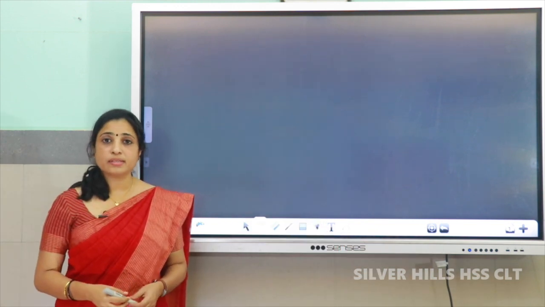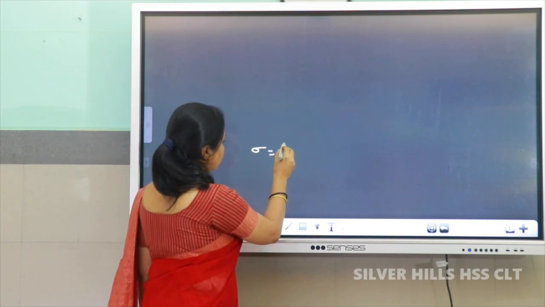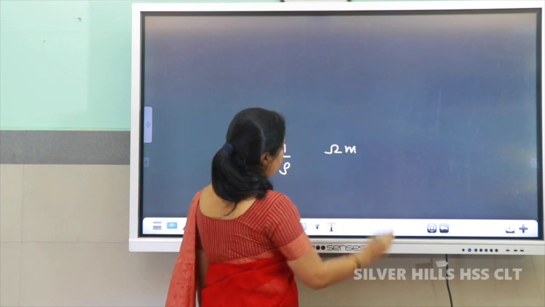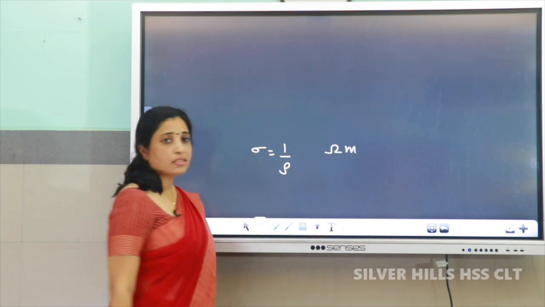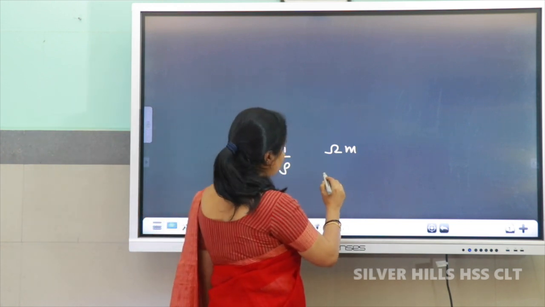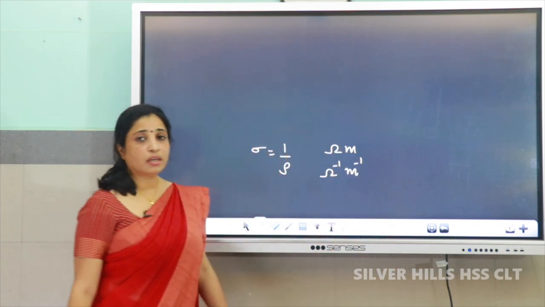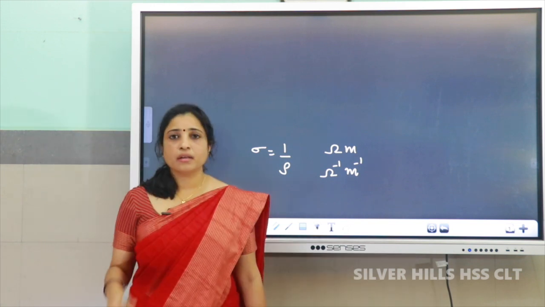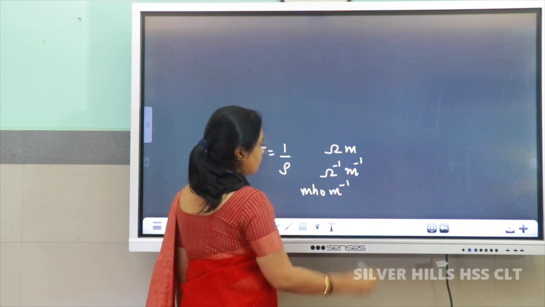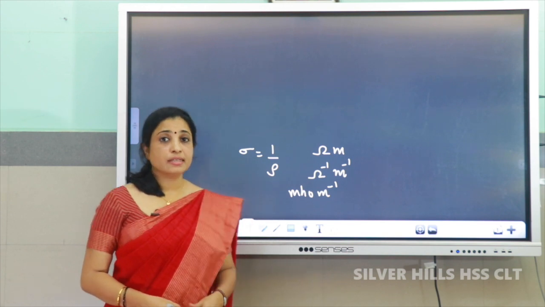Now let us see what is the SI unit of conductivity. We know that conductivity sigma is equal to 1 by rho. Also we have seen that ohm meter is the unit of resistivity. Ohm meter is the unit of rho or resistivity. So as sigma is equal to 1 by rho, you can say ohm raised to minus 1 or meter raised to minus 1 is the unit of conductivity. Or you can say mho meter raised to minus 1 is the unit of conductivity. Another unit of conductivity is Siemens per meter.